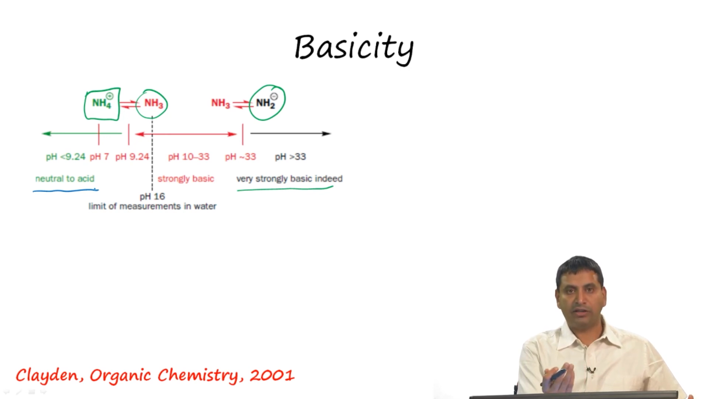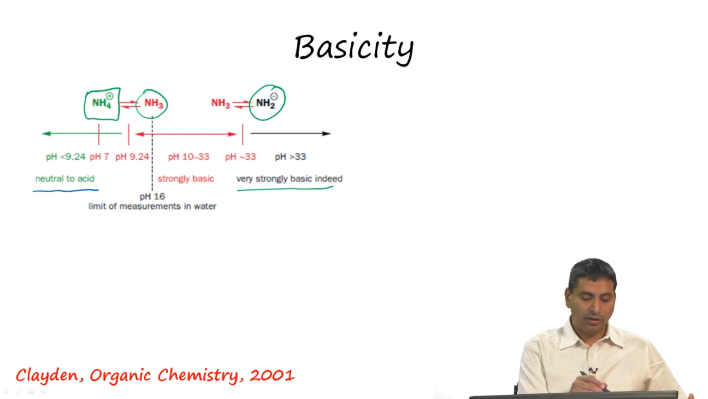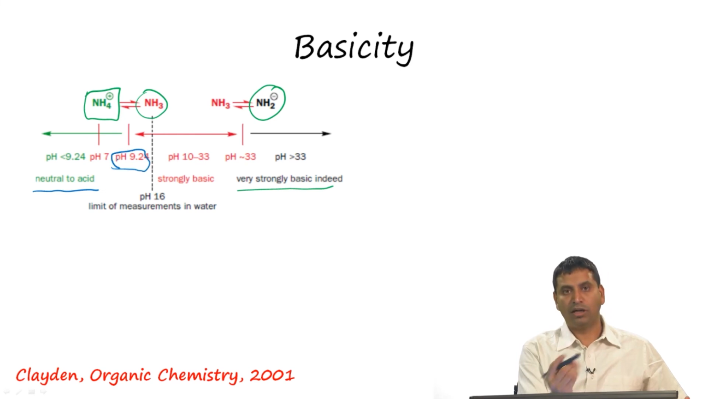In mildly basic pH, it forms ammonia again. The pKa value of ammonium is around 9.2, and therefore, at higher pH, it is going to be neutral.